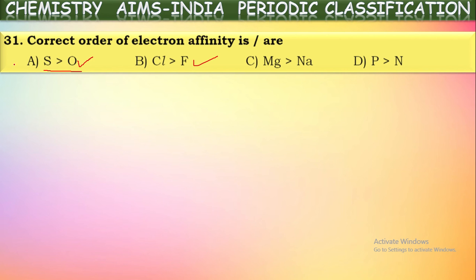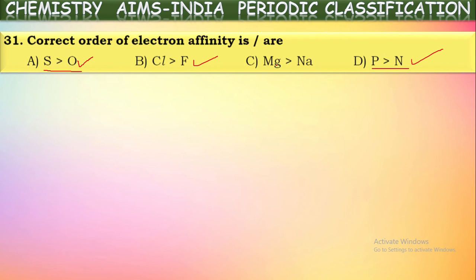Got it? So this we say specially for p block elements, the first two elements. In the same way you can see phosphorus and nitrogen also. Actually nitrogen should have a greater EA value, or electron affinity value, than phosphorus. But because of the smaller size of nitrogen, phosphorus has greater electron affinity. So this also you can say is true.